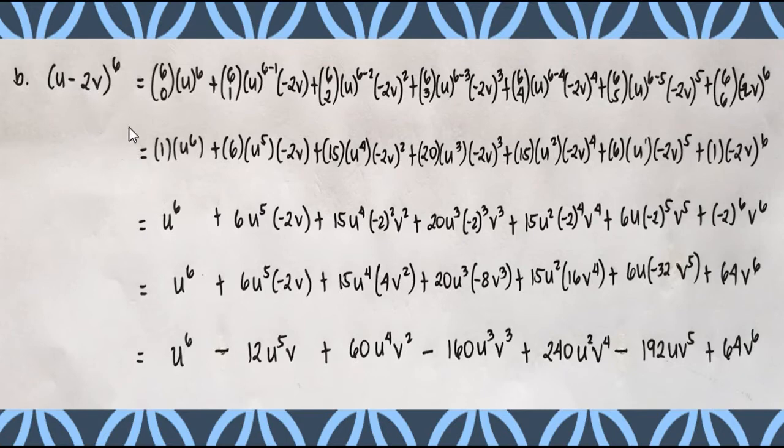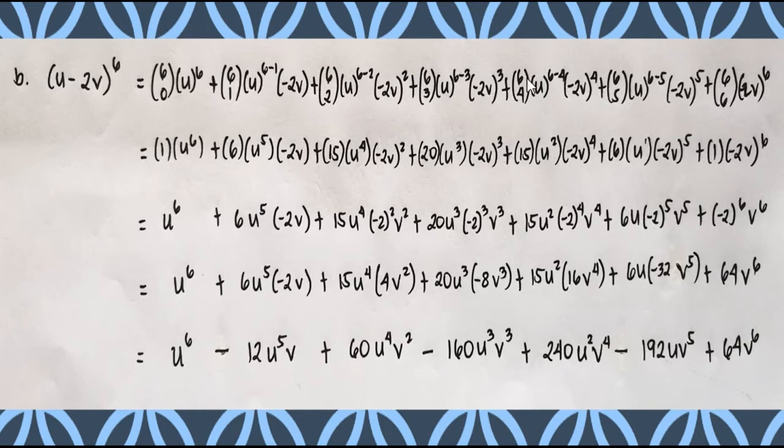Then, simplifying, 6 taken 0 at a time, that is 1, u to the power of 6, plus 6 taken 1 at a time is 6, 6 minus 1, so u to the power of 5, negative 2v. Plus 6 taken 2 at a time, that is 15, u to the power of 4, since 6 minus 2 is 4, then negative 2v quantity to the power of 2, copy. 6 taken 3 at a time, that is 20, u cubed, from 6 minus 3, negative 2v quantity to the power of 3.